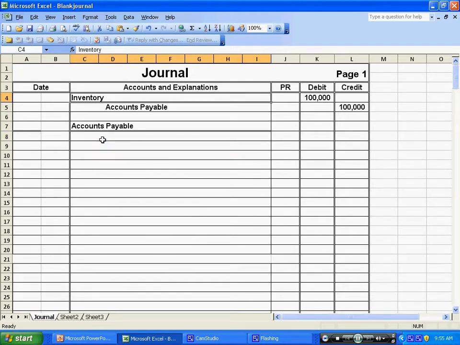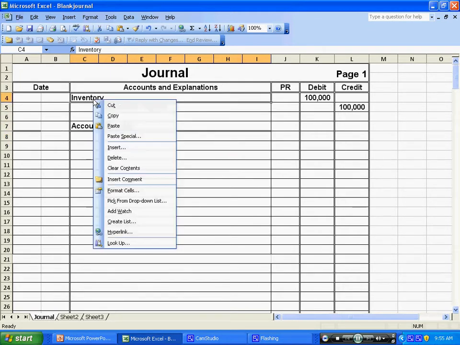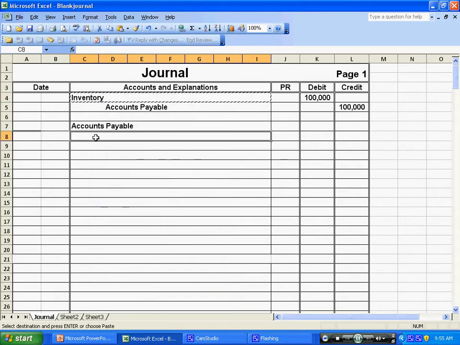Okay? Next, we're going to return the faulty merchandise. We returned $10,000, so what we'll do is turn around and debit the accounts payable for $10,000. We'll credit the inventory for $10,000 because we had $10,000 worth of damaged Legos.